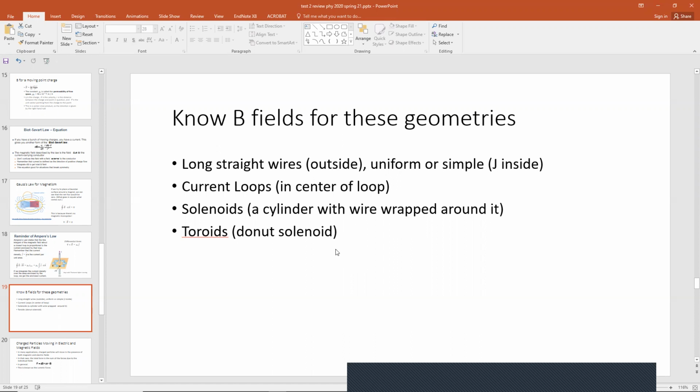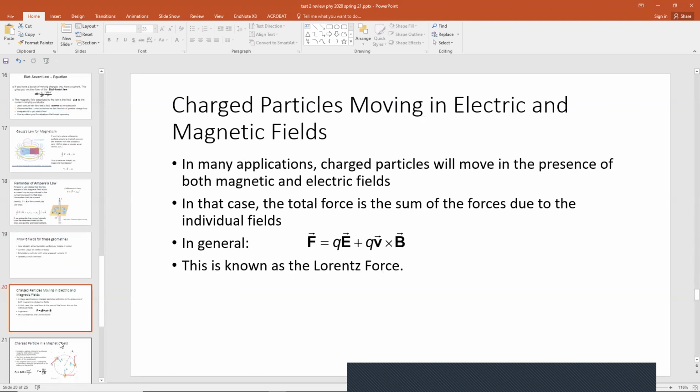Remember that a solenoid is basically a cylinder with a wire wrapped around it very tightly, and solenoids are useful because they generate very strong straight magnetic fields in the interior along the long axis of that cylinder. Toroids, remember, are just donuts, so it's a donut solenoid, okay? And they also generate nice strong magnetic fields in the interior that encircle the inside of the donut, okay? All right, so that's magnetic fields.